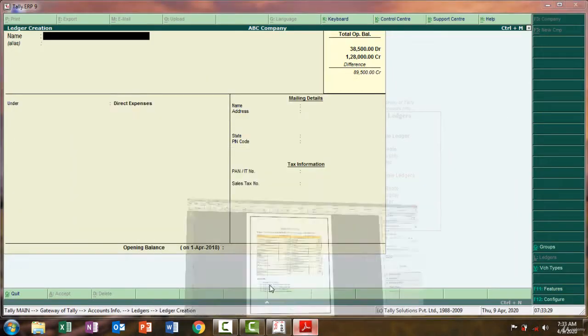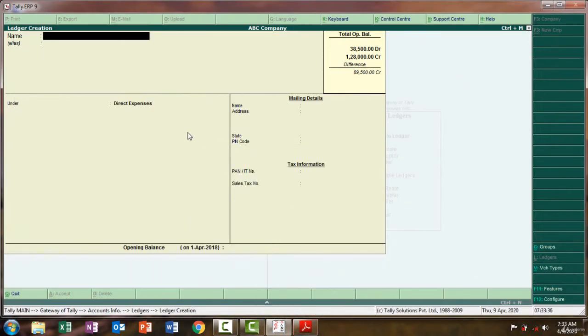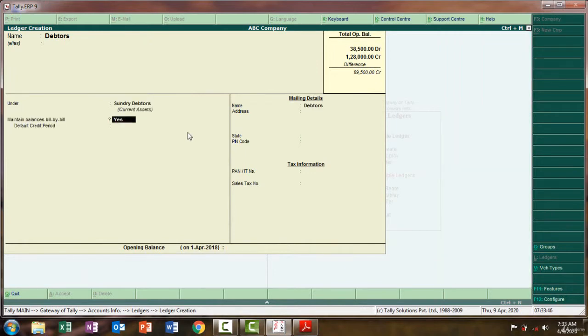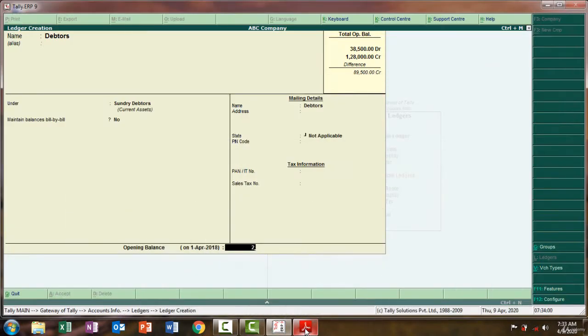And the next one is the debtors 21,000. So I'm going to type debtors here. It comes under Sundry Debtors. Debtors account, I'm going to put no. The debtors account is always an asset, so it is a debit amount. The amount is 21,000. Then enter.